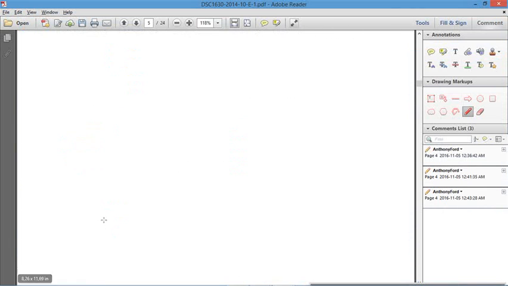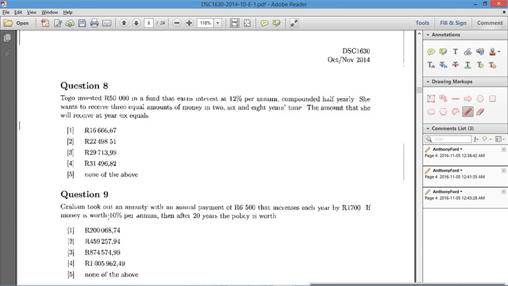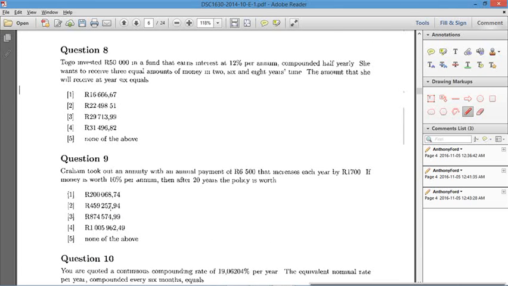Right, question 8, guys. You've got Togo invested 50 in a fund that earned interest compounded half yearly. She wants to receive 3 equal amounts of money in 2, 6, and 8 years' time. The amount that she will receive at year 6 equals.